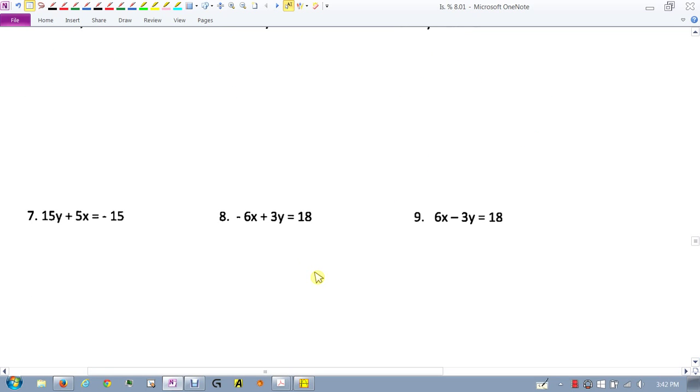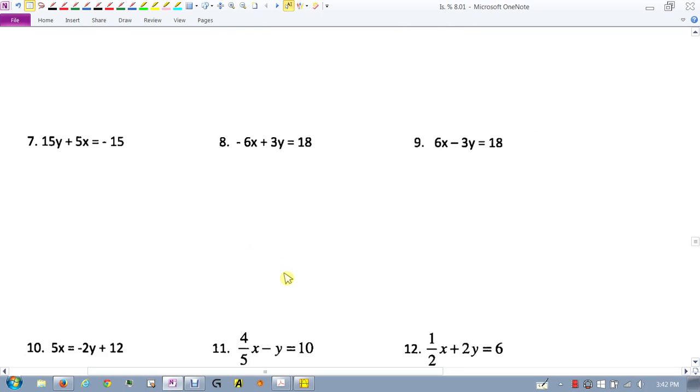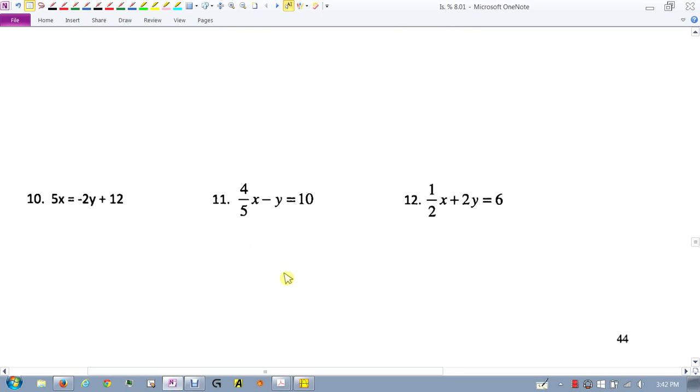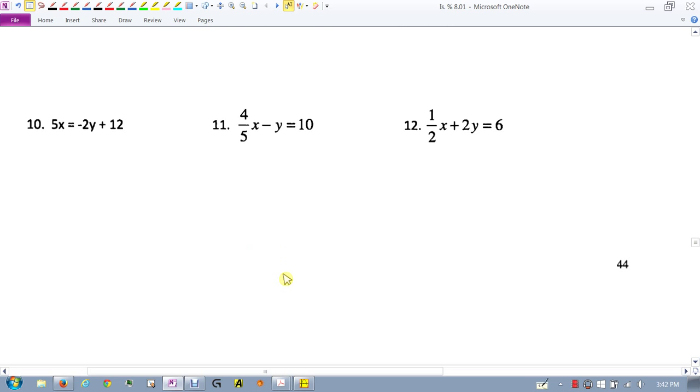Oh, I didn't see those. Ugh. Okay, more of the same. Give me just a second, if you don't mind. Okay. Let's take a look at 12.